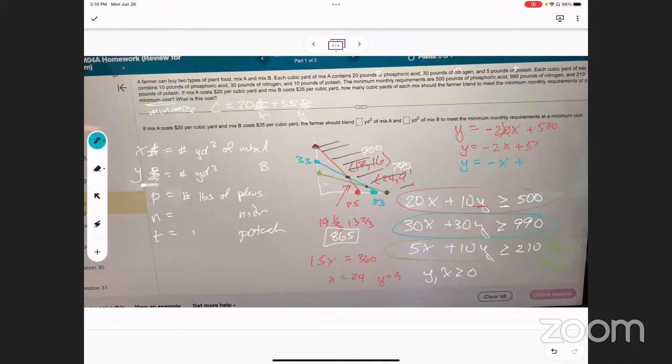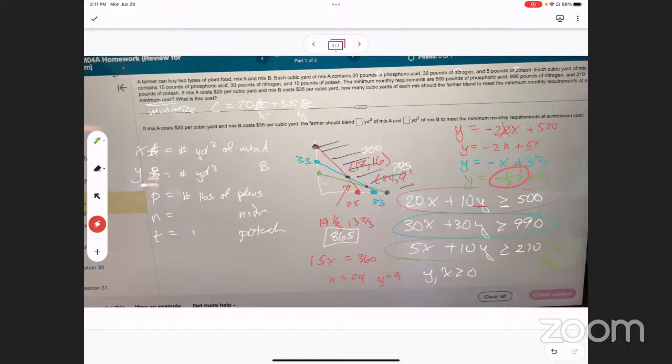Okay. And then the green one is going to be y equals, I'm subtracting 5x and dividing by 10. So negative 1/2 x plus 21. How'd you get 1/2 again? So I subtracted the 5. So think about there being a negative 5x, but then I'm dividing by 10. So negative 5/10 is negative 1/2.